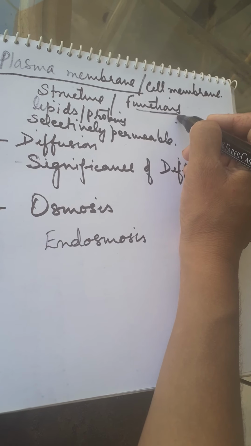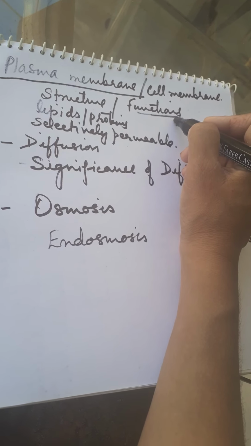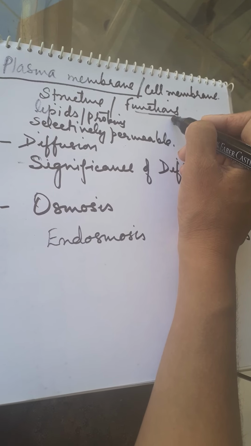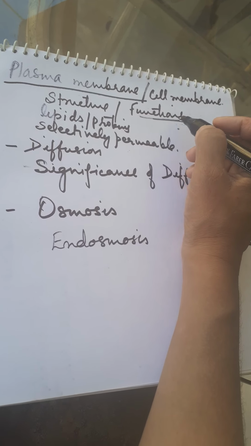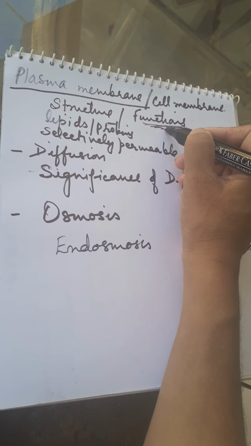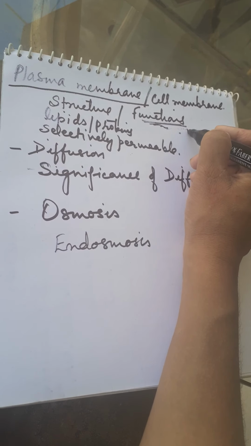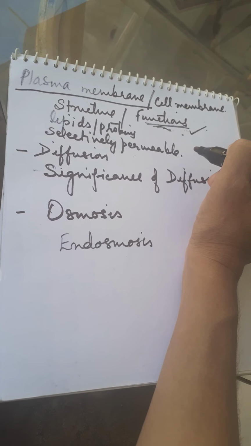It protects the cell from injury. It is selectively permeable. It regulates the flow of selected materials into and out of the cell, and it forms the organelles within the cytoplasm, and it keeps the cells together. So these are some of the functions of the plasma membrane.